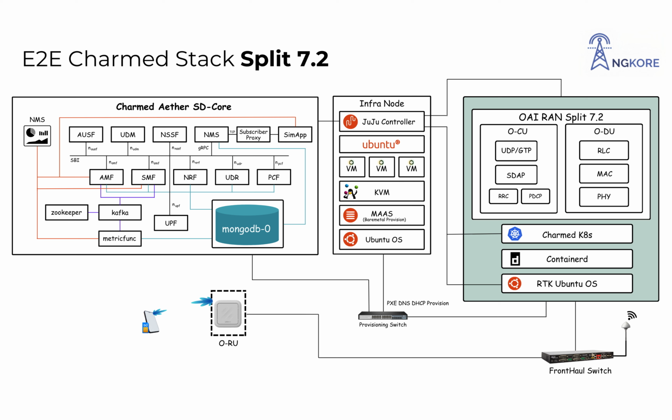The setup for this demo includes, on the core side, charmed Aether core. On the RAN side, we are using charmed OAI RAN in split 7.2 mode, running in a CU-DU split architecture. The gNB in the setup is the Lite-On FlexFi O-RU, and lastly, we'll be using a Nothing UE to test the end-to-end connectivity. So let's proceed with the deployment.